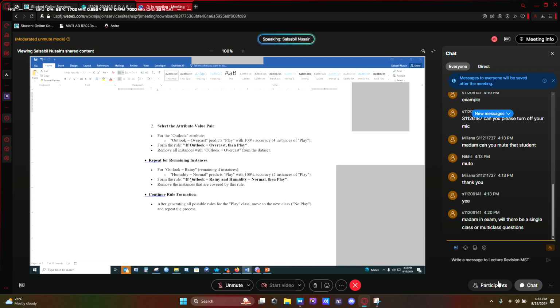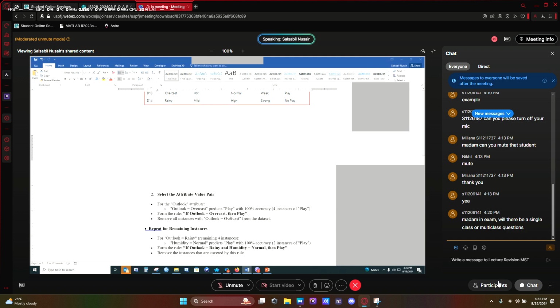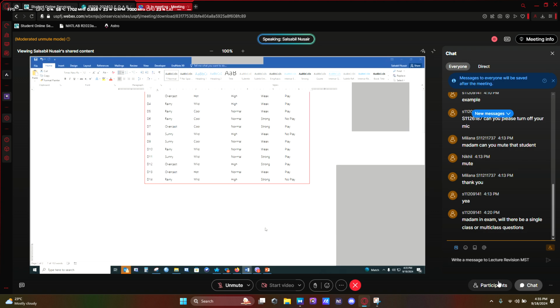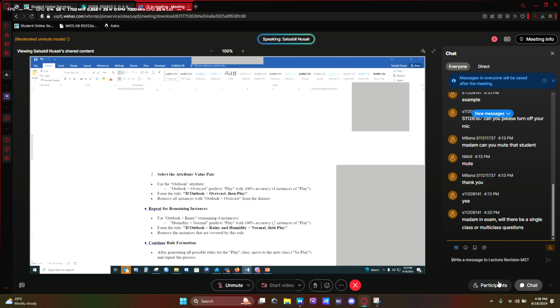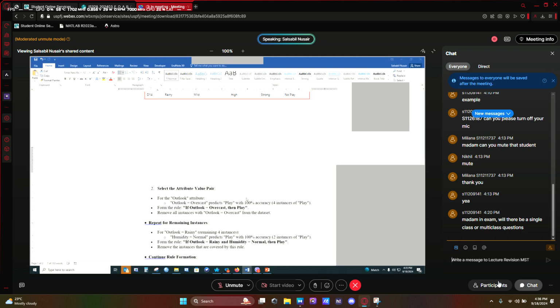But you want to measure the probability of outlook rainy against sunny and overcast, and you also want to measure humidity, normal against high. So those are the two things you need to measure. So you'll be calculating the probability for normal when it's play. You'll also be calculating the probability of high when it's play. Which one is of a higher probability? If normal has a higher probability than high, then it's considered to be a valid rule.